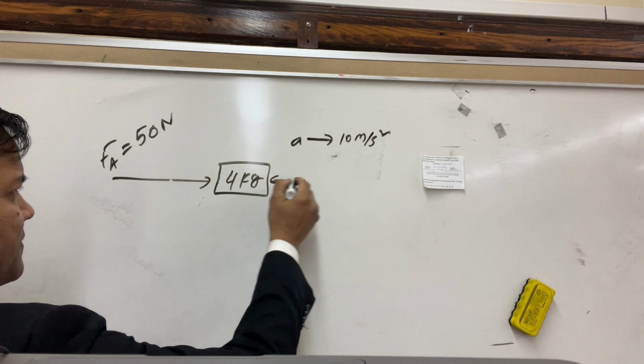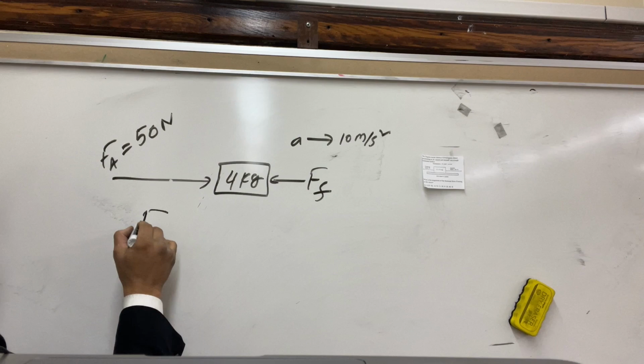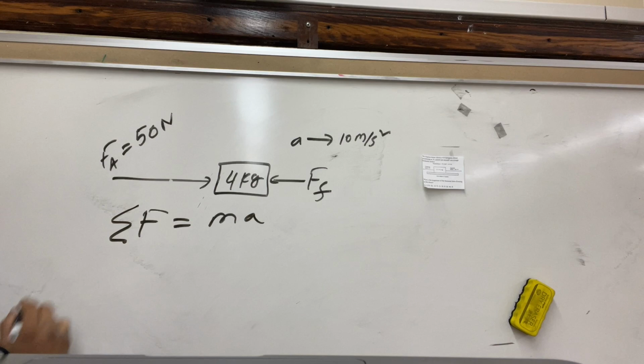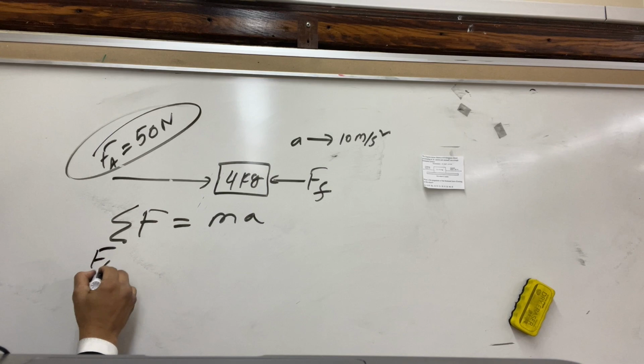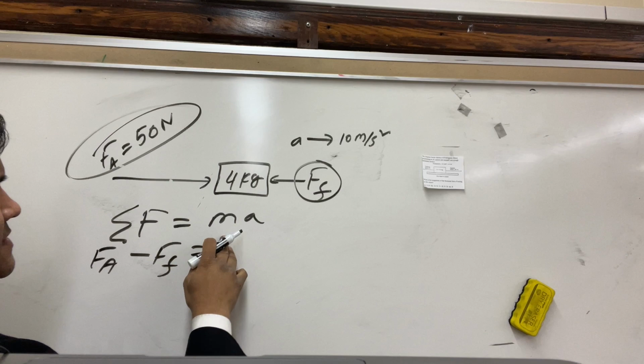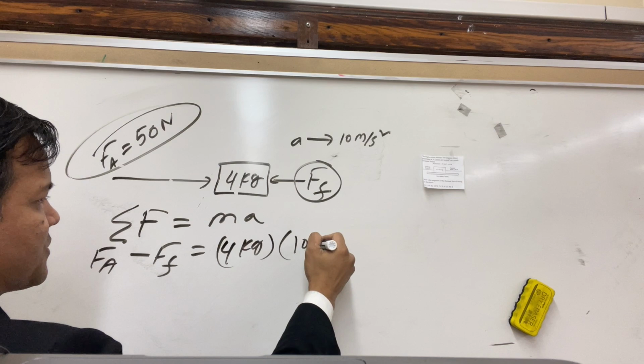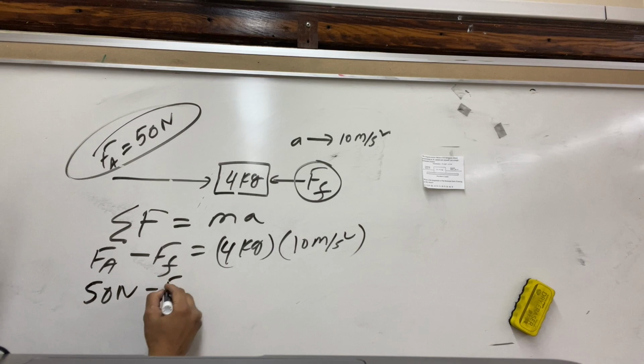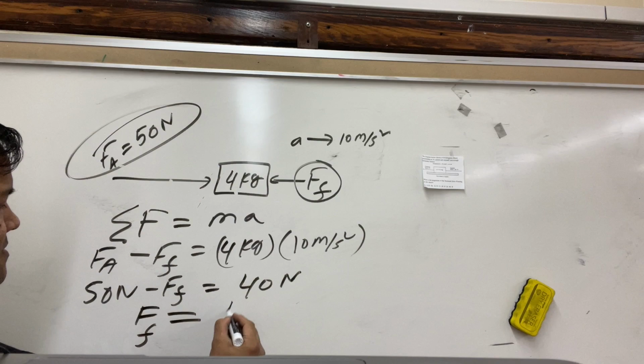Okay, so Newton was born on Christmas Day. So you're gonna write the Christmas equation, F equal to ma. Put it over here. Write all the forces acting on it. This is to the east, so positive. This is to the west, negative. M is 4 kilogram. Acceleration is 10 meter per second square. Fa is 50 minus Ff is 40 Newton. So Ff must be 10 Newton. So this is 10 Newton.